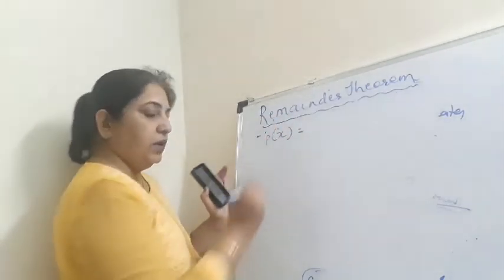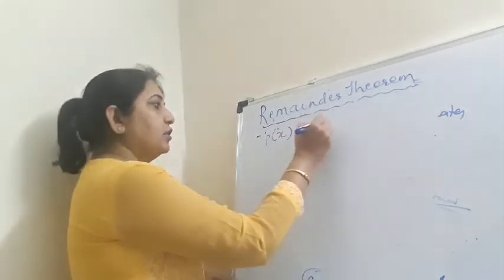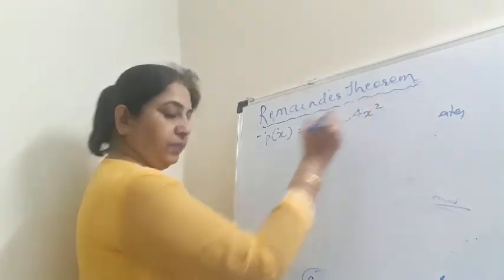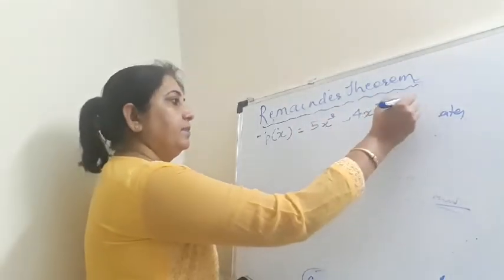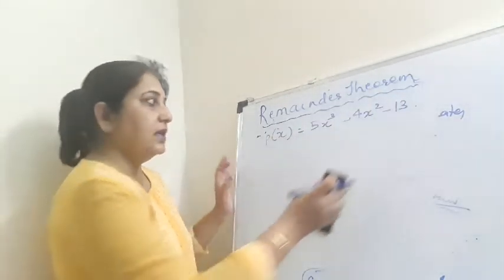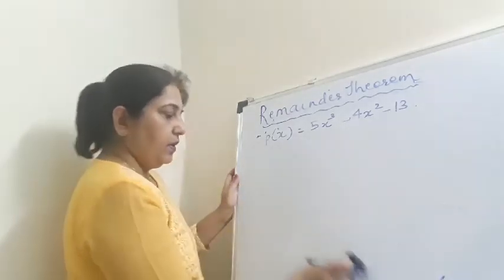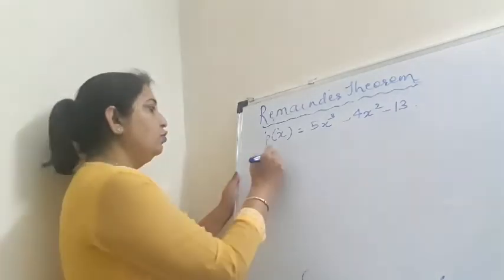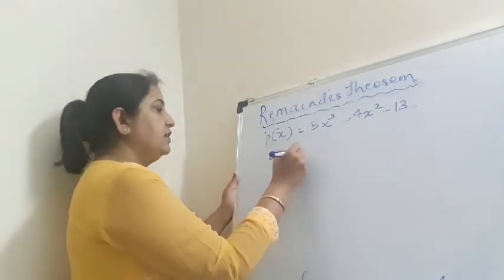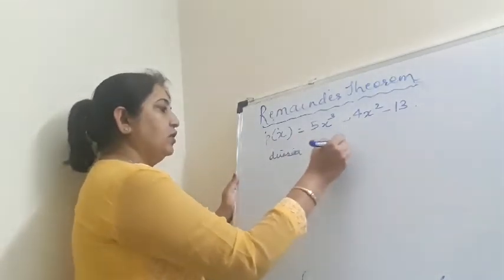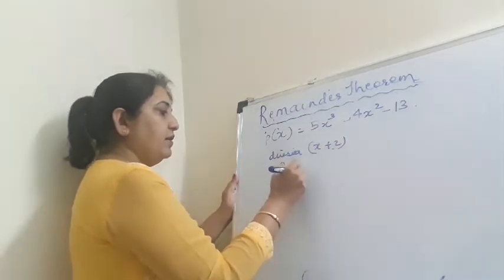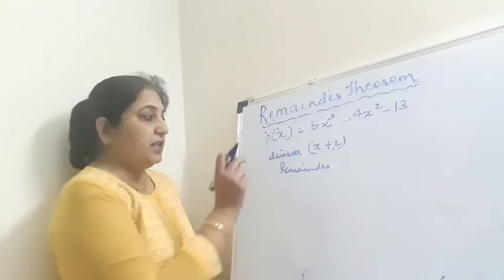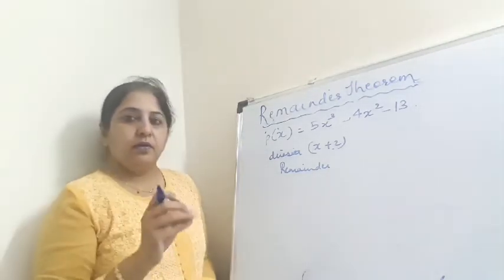P(x) is equal to 5x cube minus 4x square minus 13. This is a polynomial in x, its degree is 3, and the divisor which is given is x plus 2. We have to find the remainder. We can find the remainder by the division algorithm also, but right now I am teaching you the remainder theorem method.